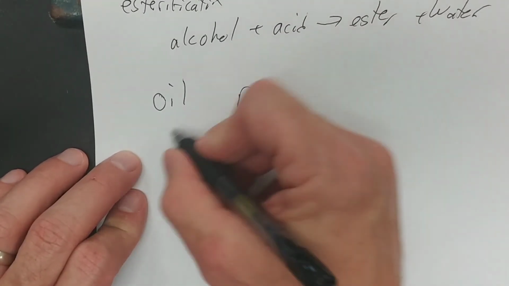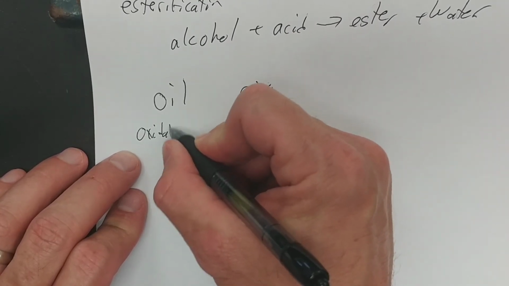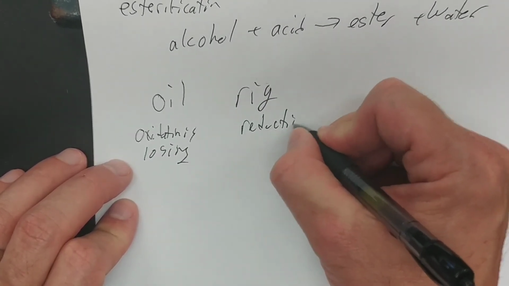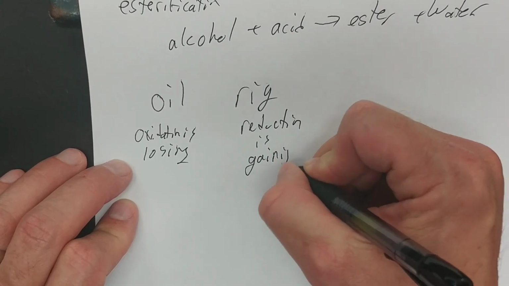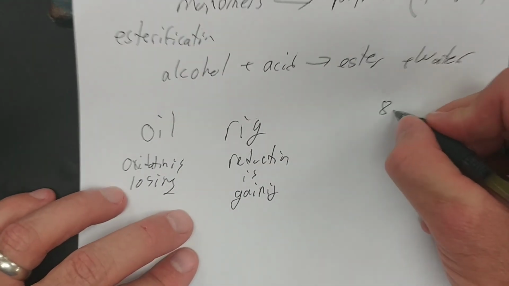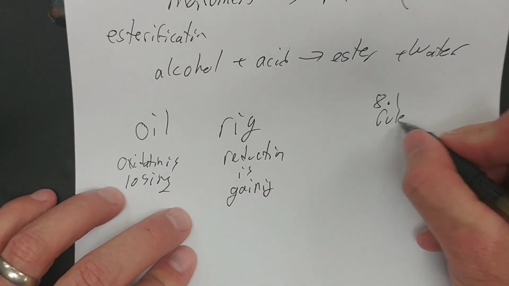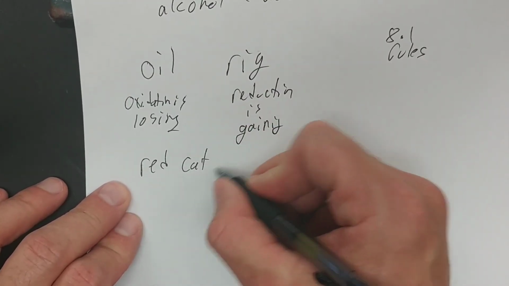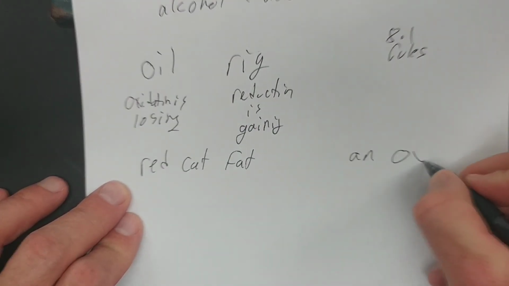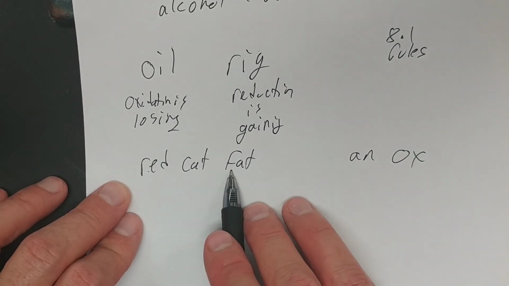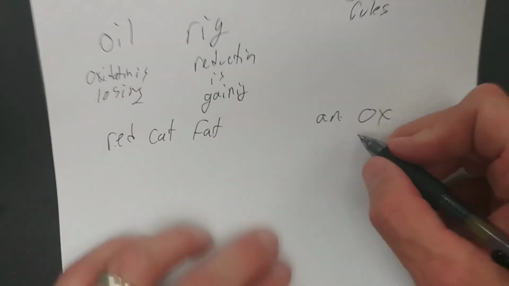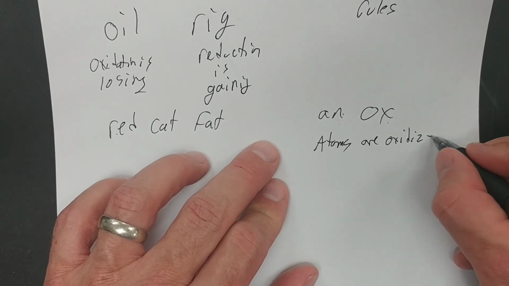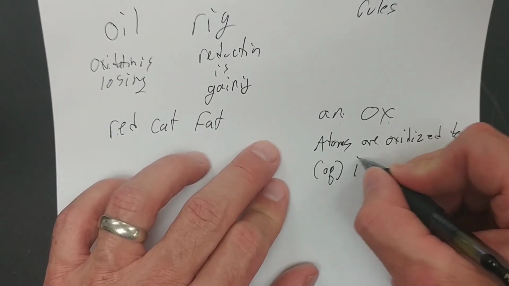Oil rig. Oxidation is losing. Reduction is gaining. Don't forget, homework 8.1 has the rules for assigning oxidation states. Red cat gets fat and ox. Reduction is at the cathode. That's going to grow. Oxidation is at the anode, because atoms are oxidized to aqueous ions.